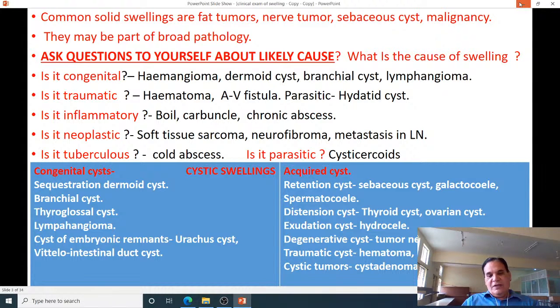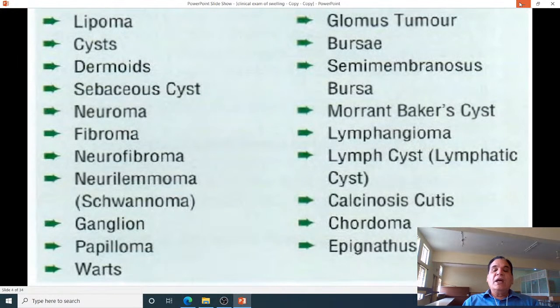So for practical purposes, you have got only two diagnoses: dermoid cyst or sebaceous cyst. Congenital, dermoid; acquired, sebaceous cyst. The rest depends on the pathology, but this you must keep in mind. So you have come to a diagnosis. Okay. Then what are the different tumors? This chart shows all types of tumors which are commonly occurring or which we can get in examination.